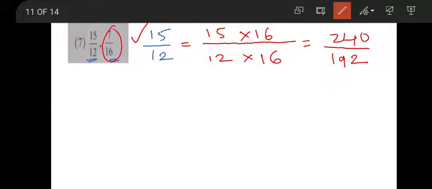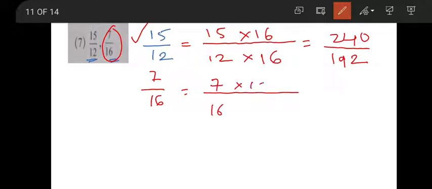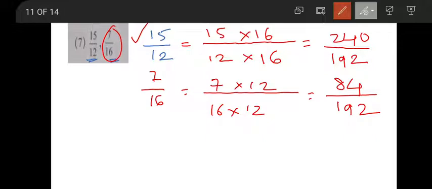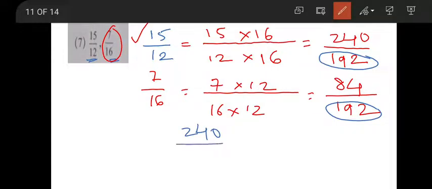Now the second fraction, that is 7 upon 16. So again, second fraction will be multiplied with 12. Therefore, 7 upon 16, it will be multiplied by 12. See how much we'll get? 7 into 12 will be 84 and 16 into 12 will be 192. Now here the denominators have become equal. That means I'll write both the answers together. 240 upon 192 and second fraction is 84 upon 192.